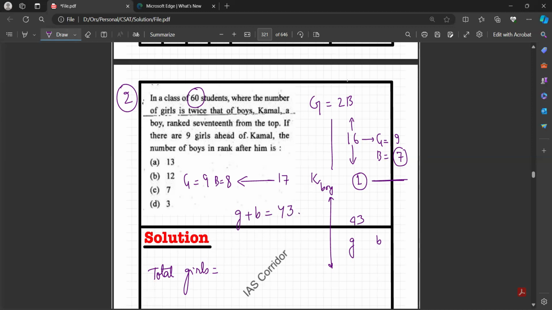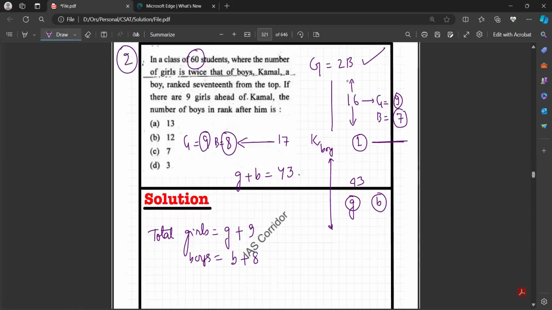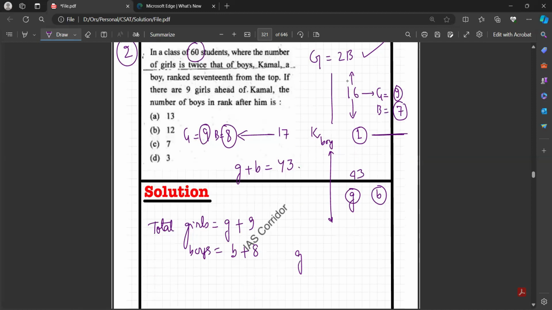Next. The total number of girls here is G plus, up to here it is 9, so G plus 9. Total number of boys would be what? Here the total number of boys is B, and here it is 8. Now another relation is that girls is equal to 2 times boys. Clear? So G plus 9 will be equal to 2B plus 16.